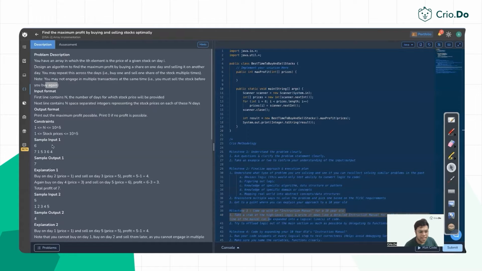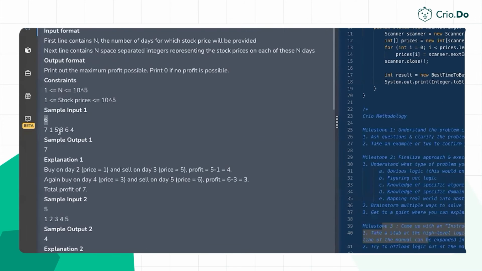So given that we are allowed to have infinite transactions, what is the maximum profit which we can make? Let's take the sample input. The number of days is given as 6, that is the array size is 6. The prices of the given days will be 7 at the first day, then 1, then 5, then 3, then 6, then 4.